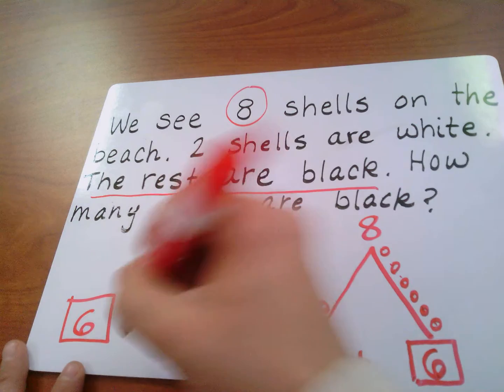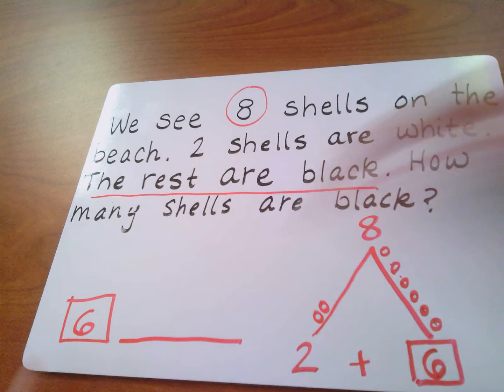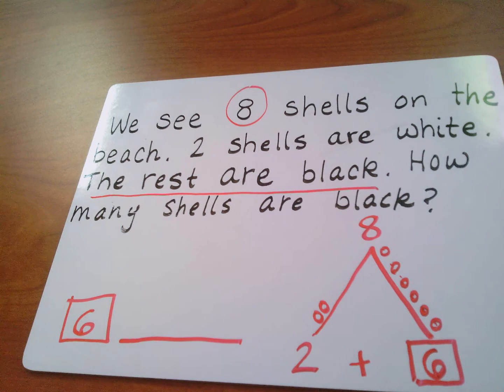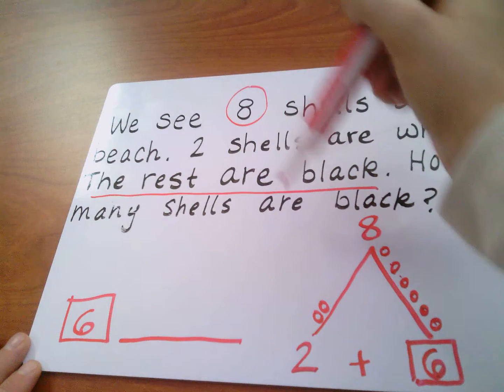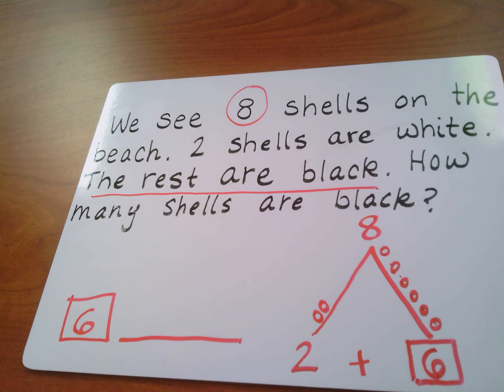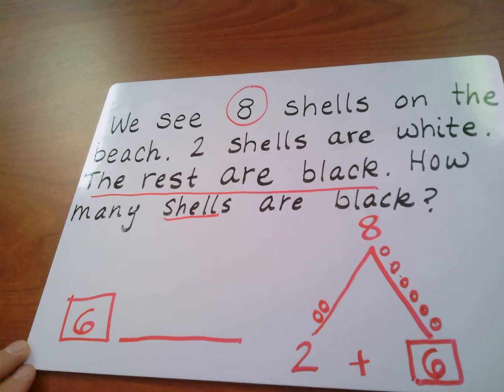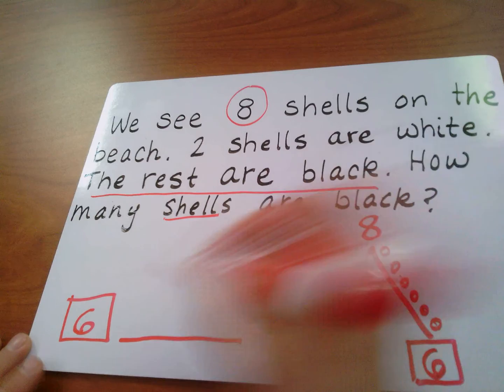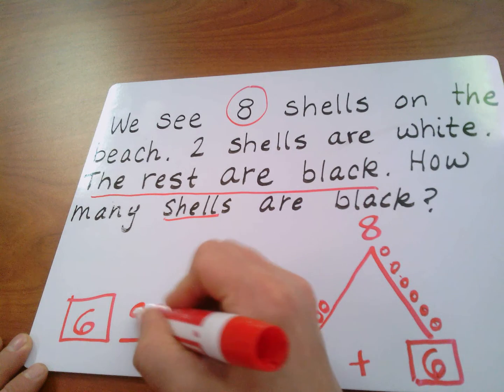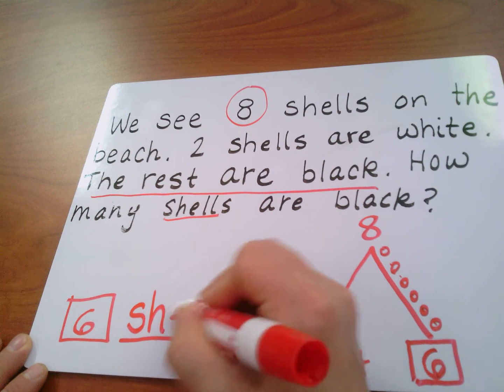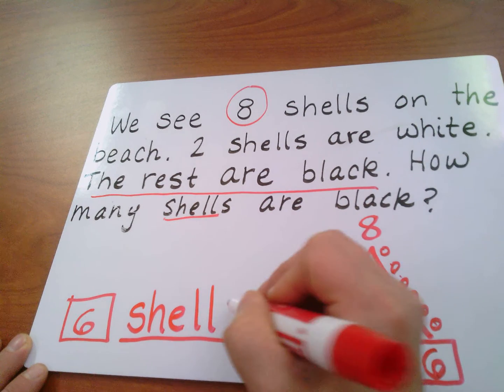Now think about the label. We're going to write the labels today. Go back to the question. How many shells are black? What are we talking about? We're talking about shells. So shells is the label and shells is in the story problem, so we need to spell it correctly. 6 shells is the answer.